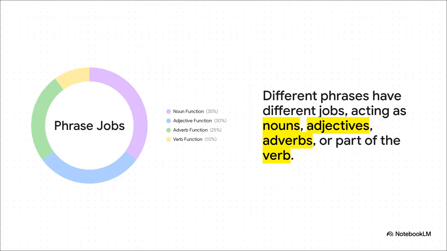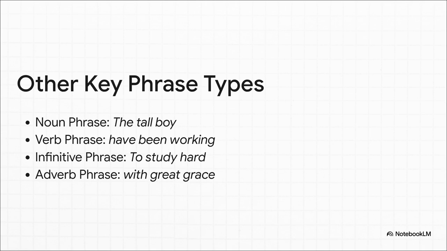And just like a construction crew has electricians and plumbers and painters, different phrases have different jobs. Some act as nouns, others as adjectives to describe things, some as adverbs to modify actions, and some even help out the main verb. Each one has a very specific role to play. Now, there are plenty of other types out there, like noun phrases or verb phrases, but don't worry about memorizing every single label. The big idea here is just to see that they're all groups of words missing that subject-verb pair, and they're all designed to do one specific job within the larger sentence.